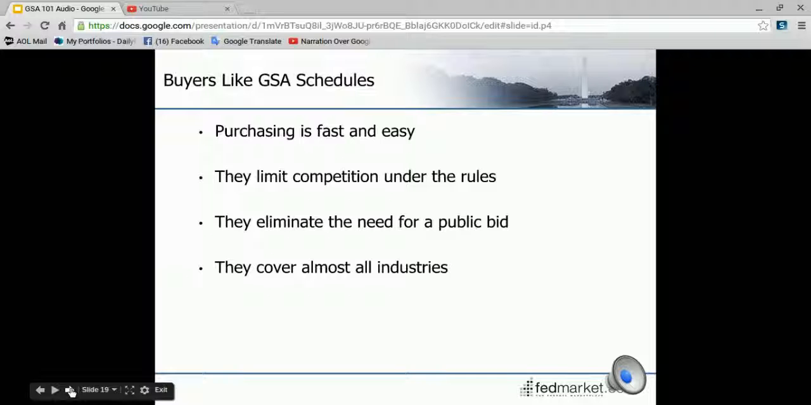Let's review again why buyers like GSA schedules. The purchasing is fast and easy. They limit competition under the rules. They eliminate the need for a public bid. They cover almost all industries. This makes the buyer's job much simpler.